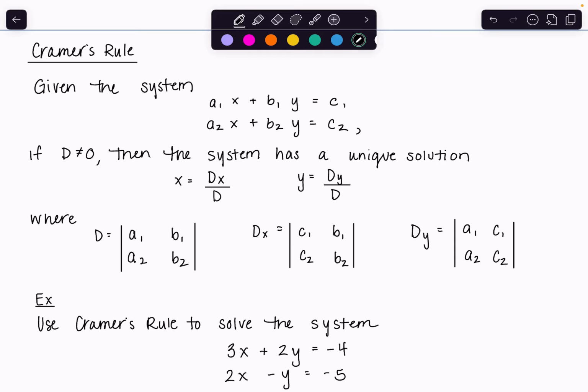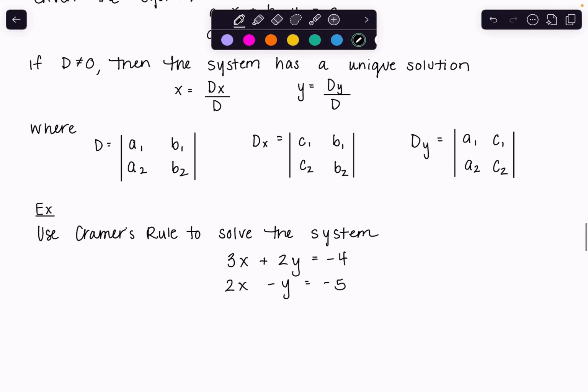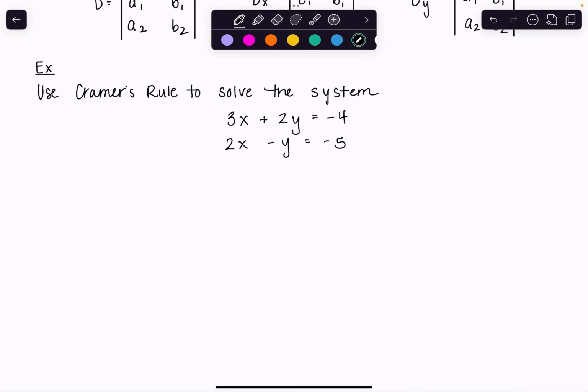Okay? So it's much easier in practice. It is just an algorithmic process for this. So let's try using Cramer's rule to solve this system. But again, you can use elimination or substitution to find the solution of this. So I'm going to start by finding my matrix D. Okay. So D is going to be the determinant of my coefficients. So I have 3 x's and 2 y's, then 2 x's and negative 1 y. So I just do those coefficients.